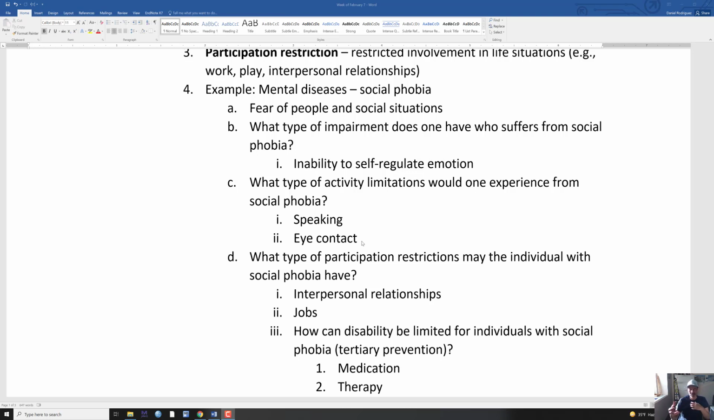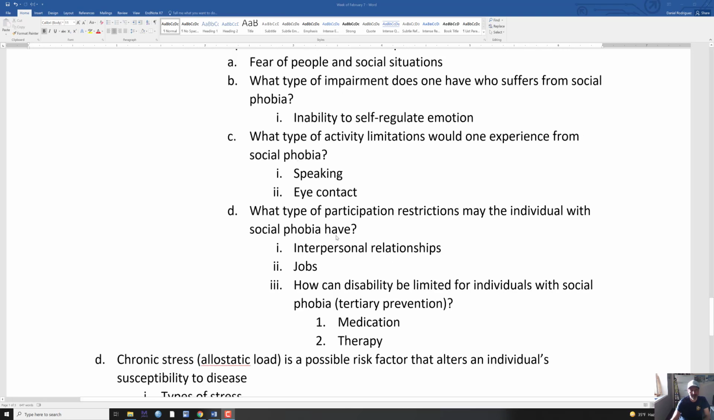So don't always assume that somebody, oh, that person doesn't like me because she or he's not making eye contact. Well, you never know. It could be cultural. In many cultures, eye contact is seen as being very negative and disrespectful, whereas it's seen as a sign of respect in this culture. And some people just maybe haven't learned the new norms yet. Or it could be a mental health issue, like social phobia. What type of participation restrictions may the individual with social phobia have?